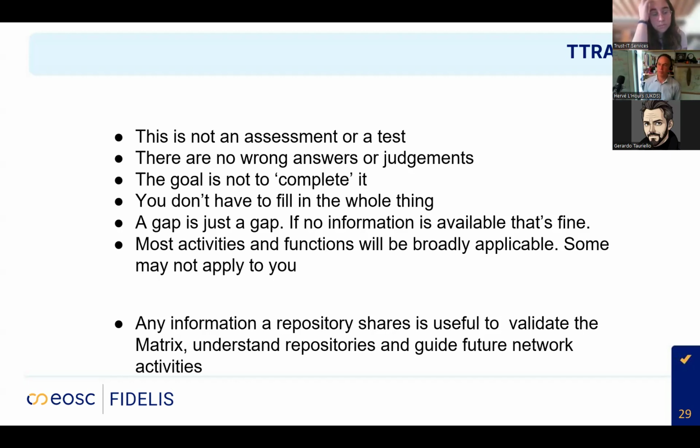And then we can use that information to say, well, look, how does this enable something like demonstrating that we make data FAIR, or demonstrating to the European Commission that our project outputs are trustworthy, or to the EOSC Association that we are an acceptable body to be involved in an EOSC node, for instance. So all of these things kind of cascade out of this beginning layer of granularity and mutual understanding. So any information a repository shares is useful to validate the matrix, understand repositories, and guide future network activities. And that last one's pretty critical as well.